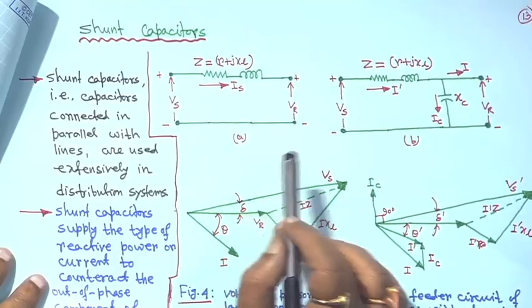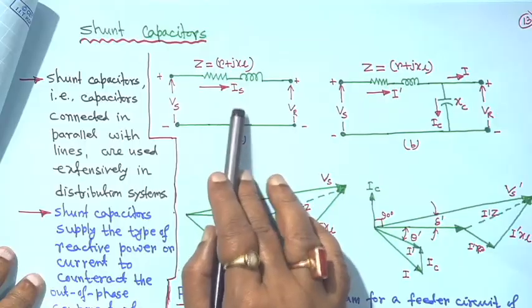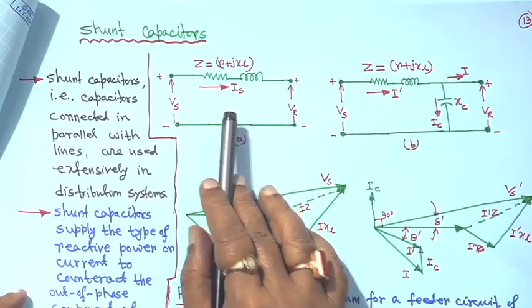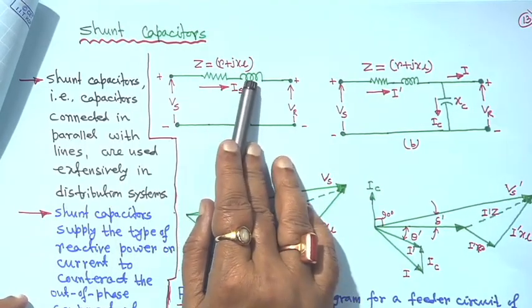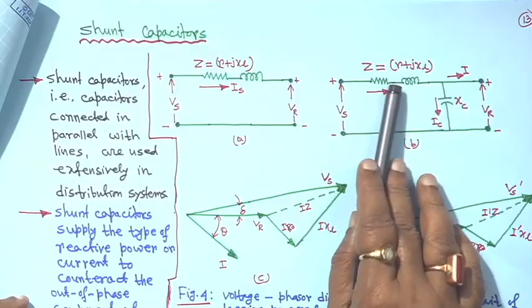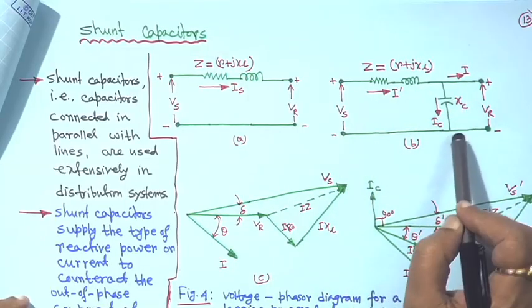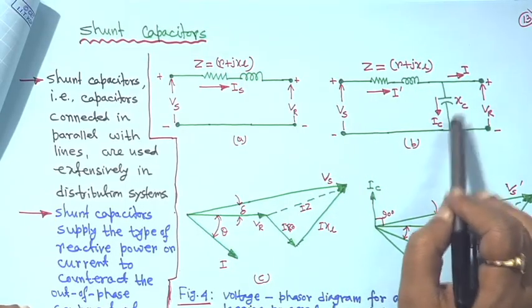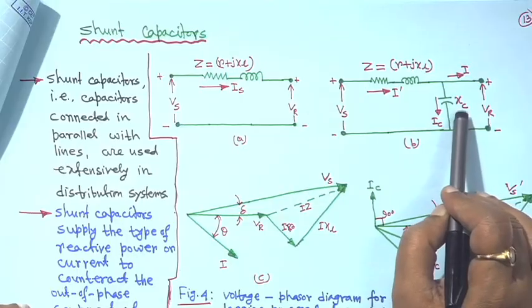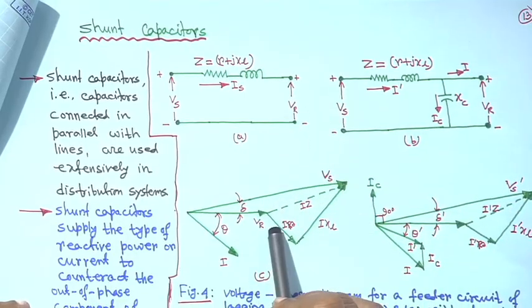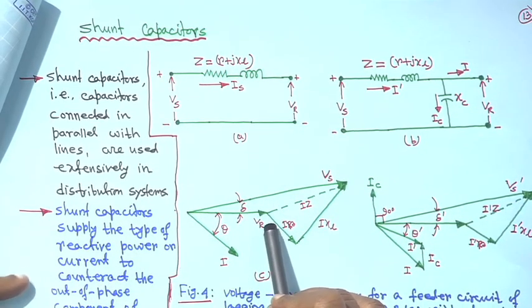So, next is the shunt capacitor. In the case of the shunt capacitor, this is the diagram without the shunt capacitor. Impedance Z is equal to R plus jXL, and here also Z is equal to R plus jXL, but at the receiving end a shunt capacitor is connected, the current is IC and its reactance is XC, and this is the same phasor diagram as in the case of without anything, right.